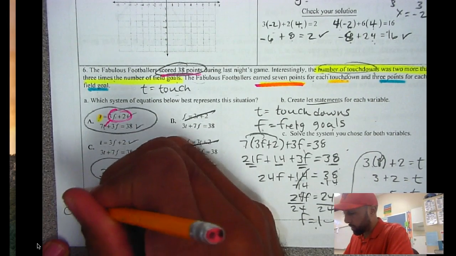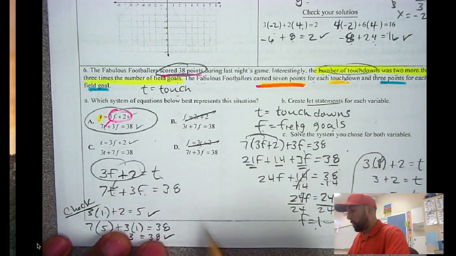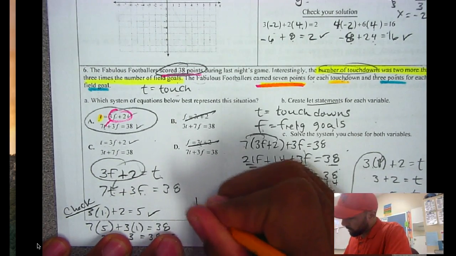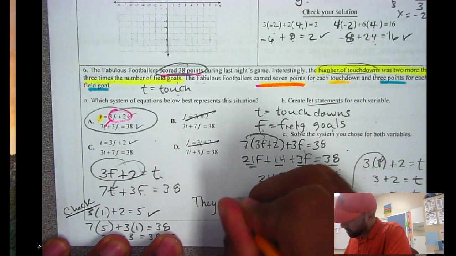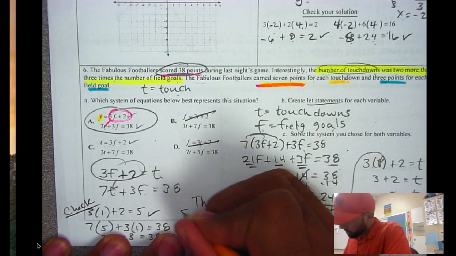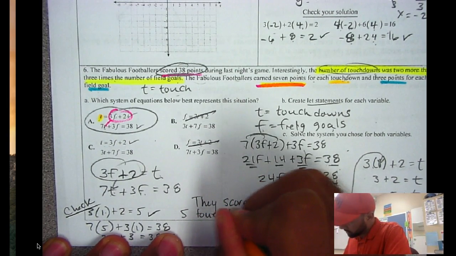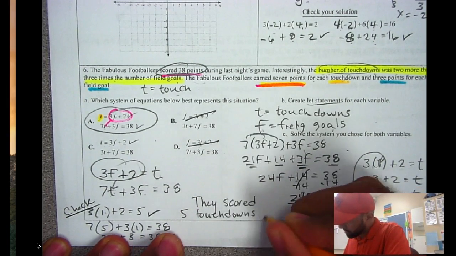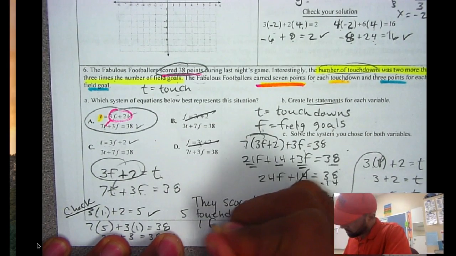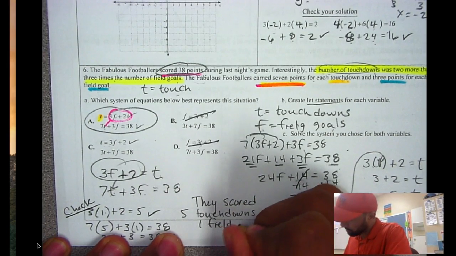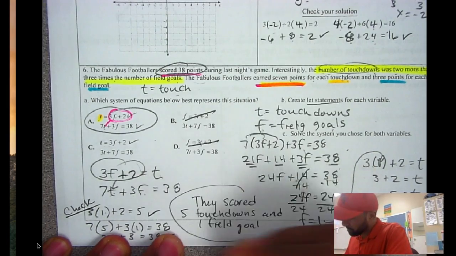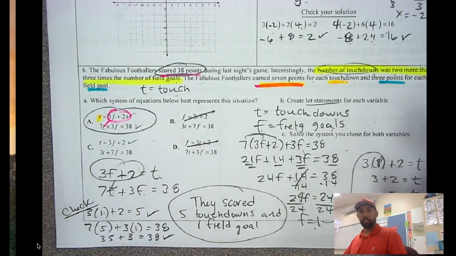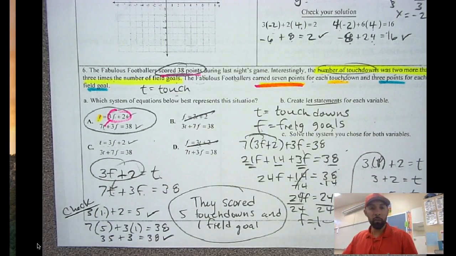All right, so now let's write a sentence. I'm going to write check here because I checked my work. Okay, so they scored 5 touchdowns and 1 field goal. Okay. All right, that's the first page. Watch the next video for page 2.